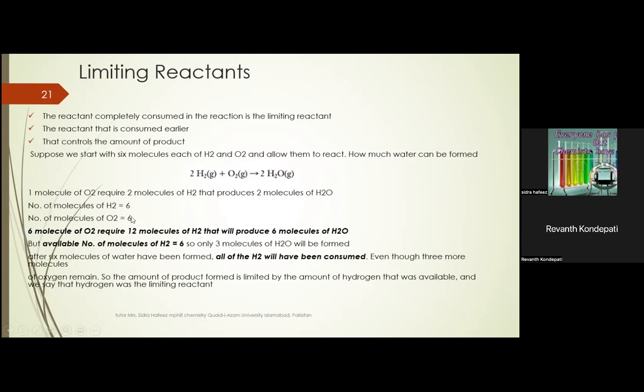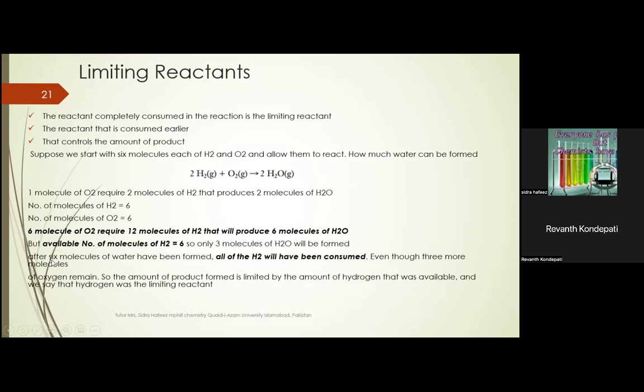Now the available number of molecules is only 6. Number of molecules of hydrogen available: 6. Number of molecules of oxygen available: 6. But according to this equation, 6 molecules of oxygen will require 12 molecules of hydrogen, which will produce 6 molecules of water. But the available number of molecules is only 6. So only 3 molecules of oxygen will react with 6 molecules of hydrogen, and 3 molecules of water will be produced.